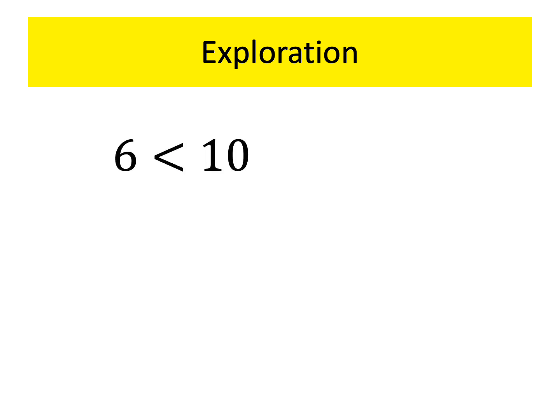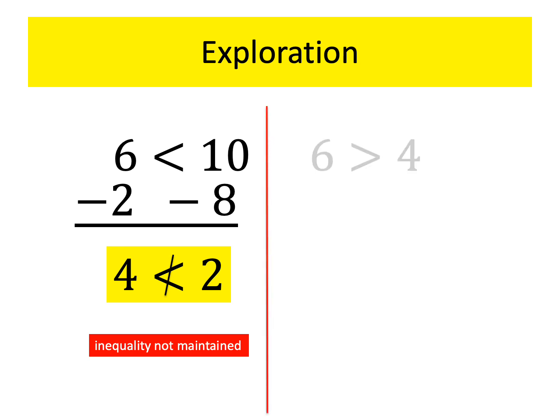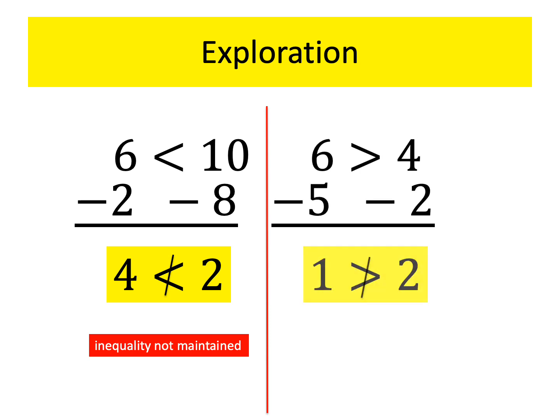Okay? Continue with our exploration. Well, what would happen if we did not subtract the same thing from both sides? If we start off with a true inequality, 6 is less than 10, and we subtract differing amounts from both sides, well, we wind up with a false inequality. 4 is not smaller than 2. Okay, so inequality wasn't maintained. Why? Because we did not subtract the same thing from both sides. So you are good to go as long as you subtract the same thing from both sides. Here, once again, with a greater than symbol. If we subtract differing amounts from both sides, we wind up with a false inequality. Okay, so don't violate that rule.